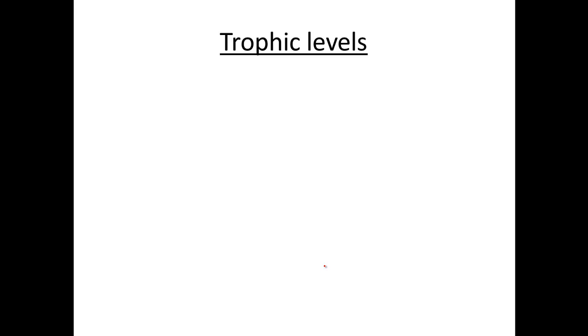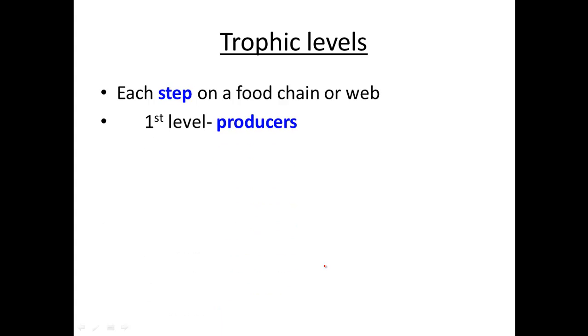Now, it's important to learn about those different types of consumers because this is going to define what's called our trophic levels. This is just a fancy word for each step on a food chain or food web. It's saying who eats who. Okay, so the first level are always producers. Remember, producers are producing or making their own food. So these are the plants that are going to be making their own food by using the energy from the sun. They're not eating anything. They're using the sun.